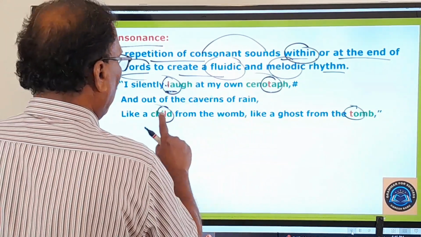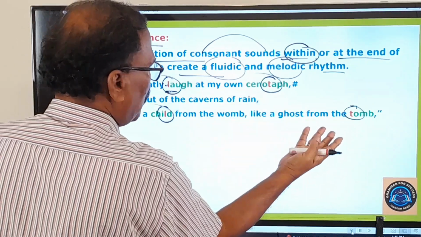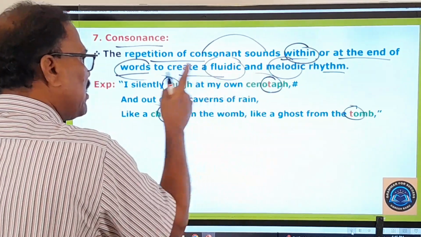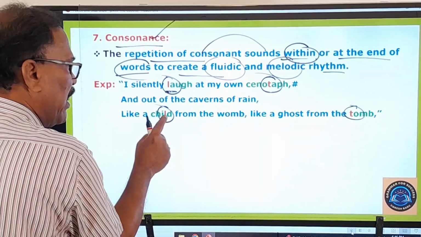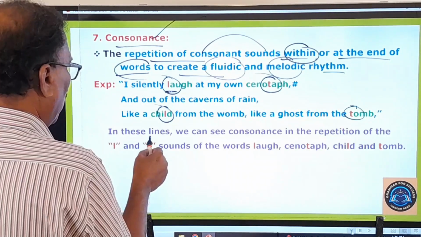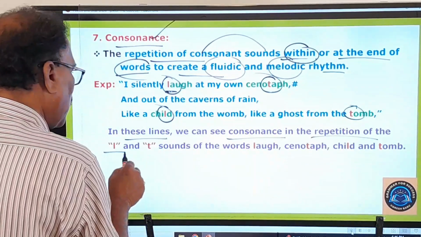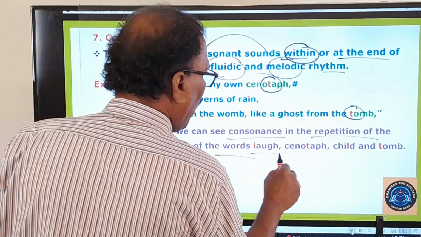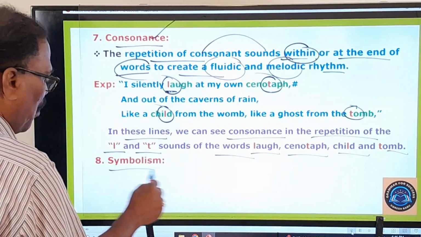La, ta, la, ta. Here it is within the word, and here it is at the beginning. One is within the word, one is at the beginning. Then that comes under consonants only. In these lines, a note is also given. We can see consonants in the repetition of the la and ta sounds of the words laugh, cenotaph, child, tomb, and all that. And you go to the next one, symbolism.